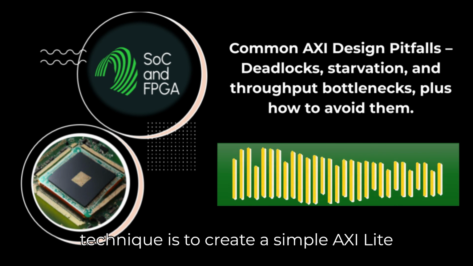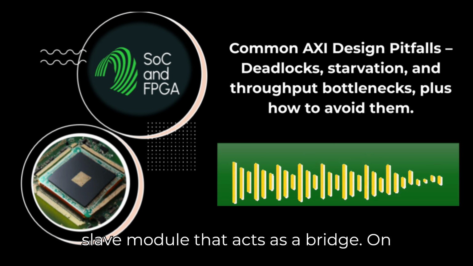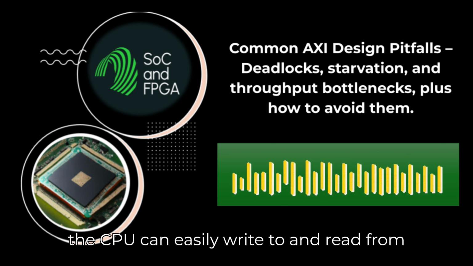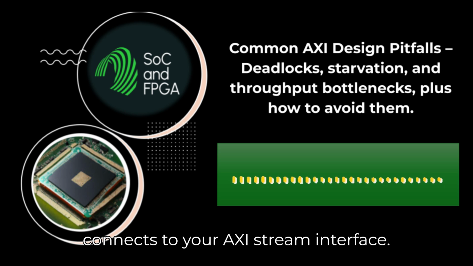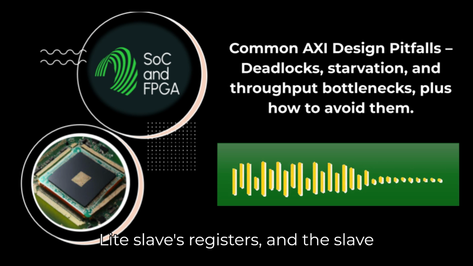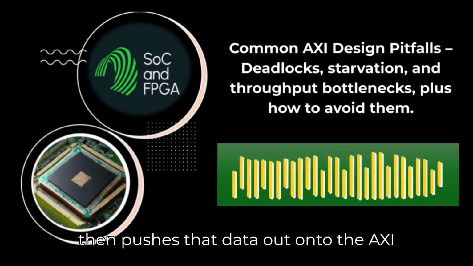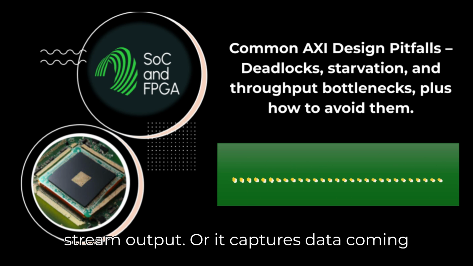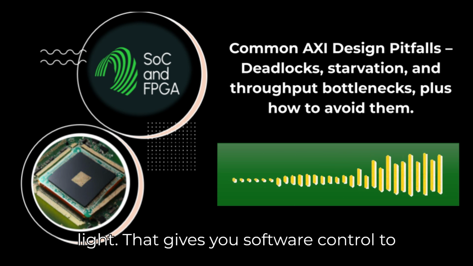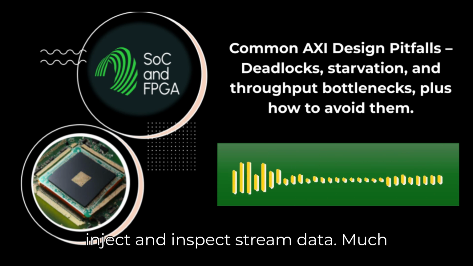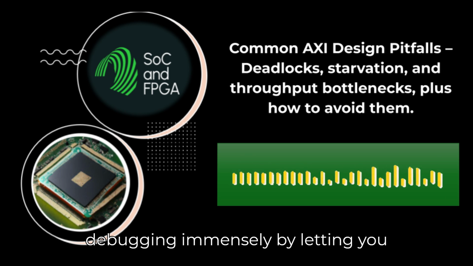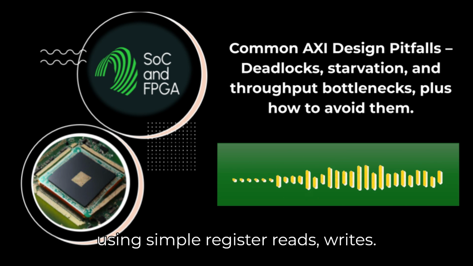A really clever technique is to create a simple AXI Lite slave module that acts as a bridge. On one side, it has an AXI Lite interface the CPU can easily write to and read from, like registers. On the other side, it connects to your AXI stream interface. So the CPU writes data to the AXI Lite slave's registers, and the slave then pushes that data out onto the AXI stream output. Or it captures data coming from an AXI stream input and stores it in registers the CPU can read back via AXI Lite. That gives you software control to inject and inspect stream data. Much easier than trying to control the stream source directly sometimes. It simplifies debugging immensely by letting you isolate and control the stream interface using simple register reads and writes.